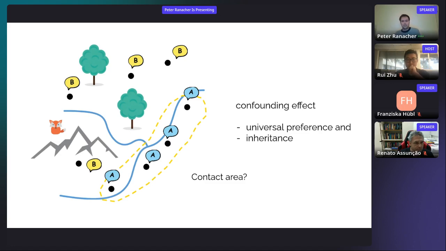It was Latin. So it's a little surprising that all of these languages are now similar. But the similarities that they share are not due to contact, they're due to inheritance. It's due to inheritance from a common ancestor. So you see that there are confounding effects that make simply using clustering algorithms to find contact areas almost impossible.